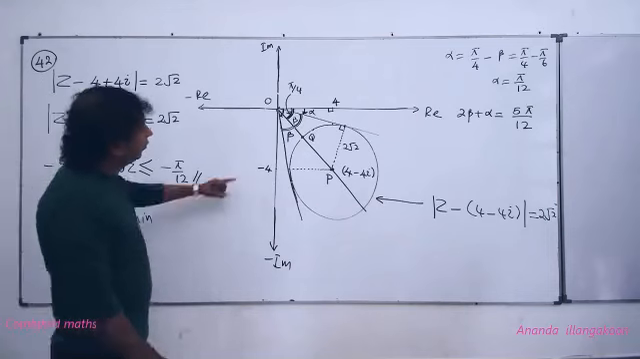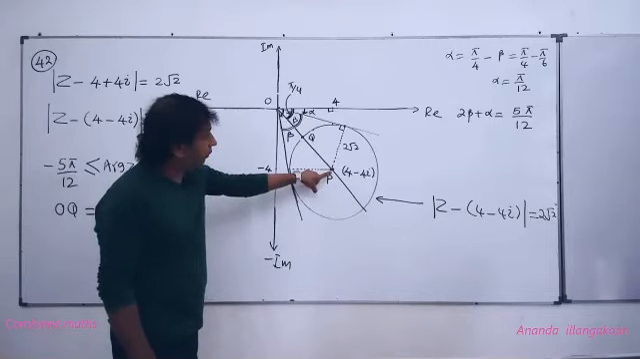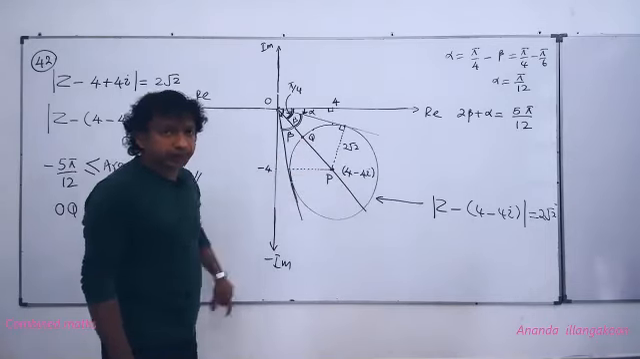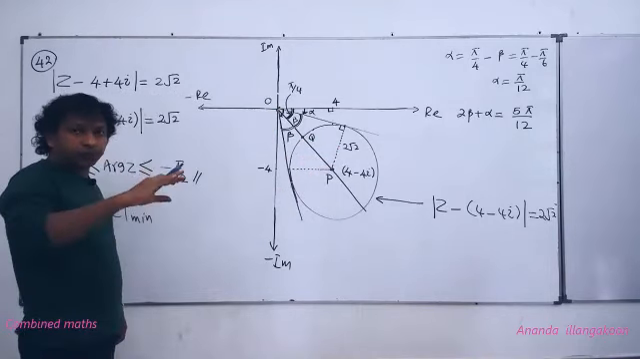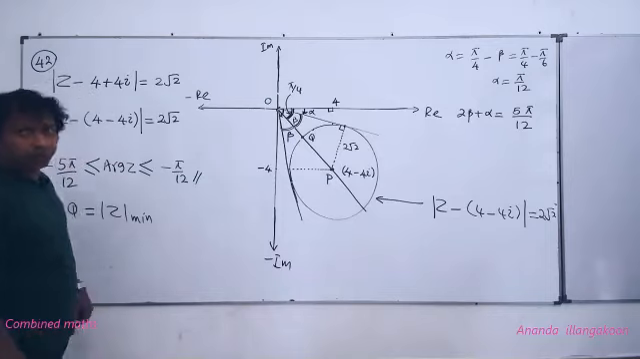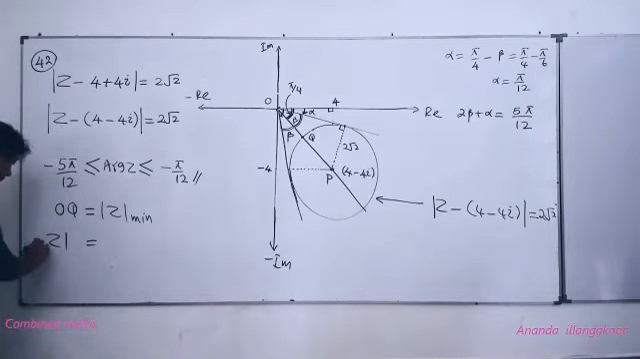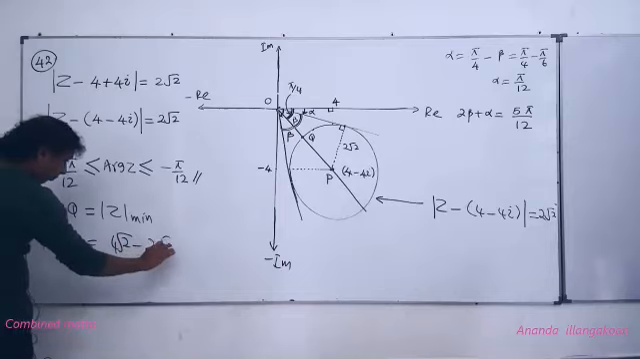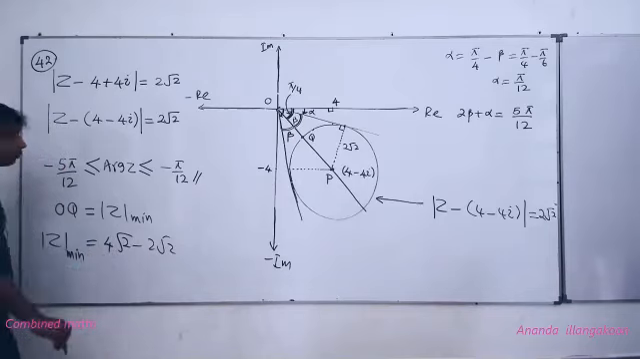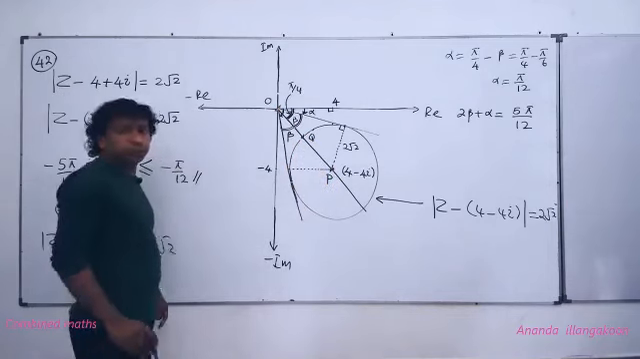What length? From here to here? OP. We found it, I think 4 root 2, no? The length from here to here is the radius, right? 4 squared plus 4 squared, root, once you take 4 square out, we get 4 root 2. Minus 2 root 2, no? From here to here is 4 root 2, here to here is 2 root 2. 4 root 2 minus 2 root 2 is 2 root 2.